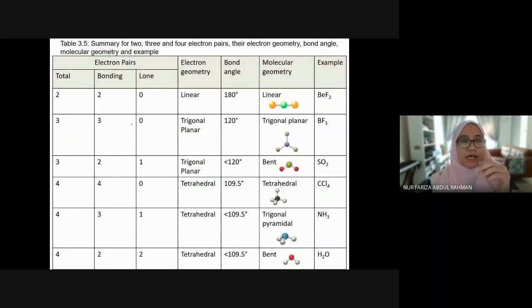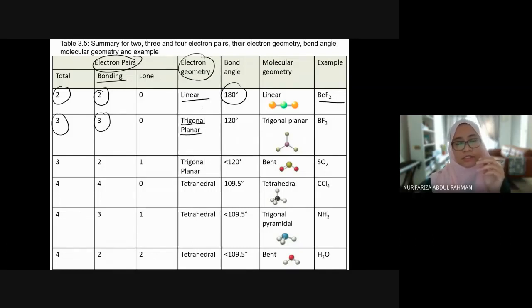Okay, so this is the electron pairs. If we have two electron groups, but all of the electron groups are in bonding pair, there's no lone pair, so it should be linear, and the bond angle is given 180. Example, we also have example BeF2. Okay, if we have three electron group, if all of the electron groups are bonding pair, that means we have trigonal planar. Okay, so this is the electron geometry and the molecular geometry is also trigonal planar. There's no lone pair, okay?